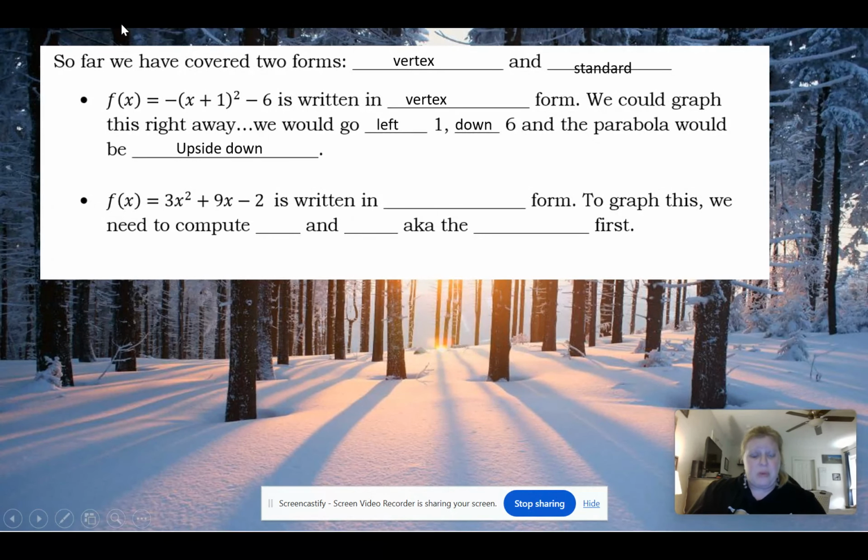And then like the one we just did on the previous PowerPoint slide, we have one that's in standard form. So it's going to be a lot more work to graph. I cannot see how far to shift, left, right, up, or down. So I'm going to have to get h first, then I'm going to have to plug that in and get k, and that's when I get my vertex, once I have my h and k. So that's what we've covered so far.